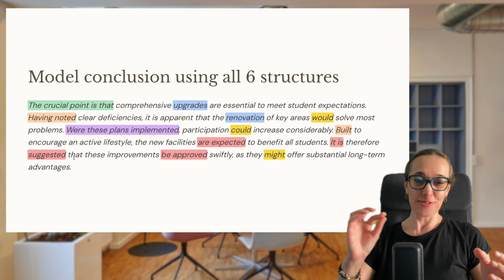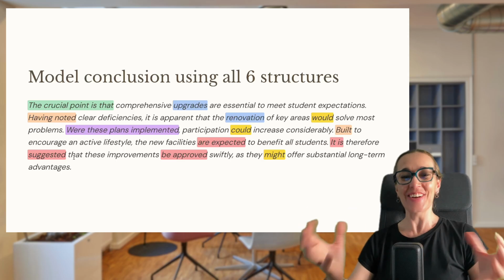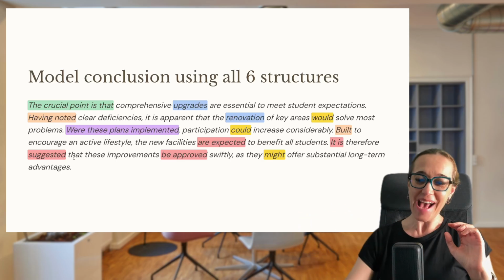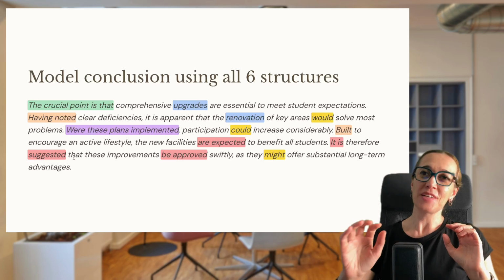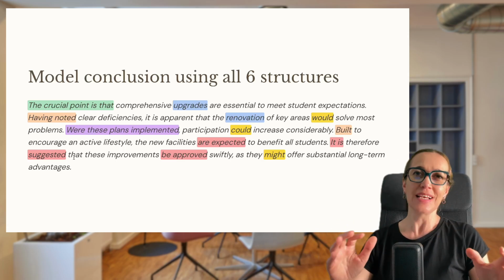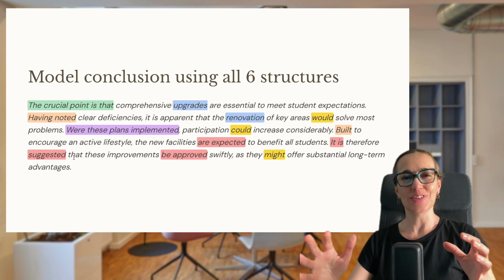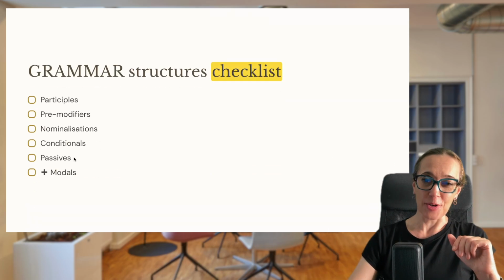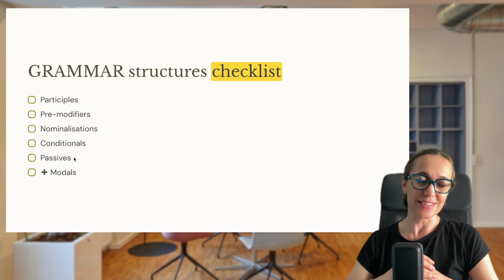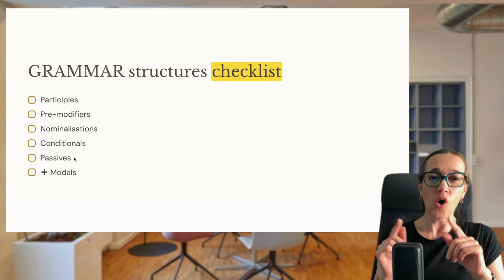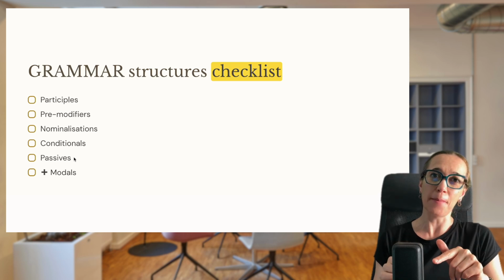So, have you found them? Well, they're here highlighted in different colors. Passives, conditionals, modals, pre-modifiers, nouns and nominalization, participles, they are all here. Remember, in your formal writing for the C1 Cambridge Advanced exam, always include them.